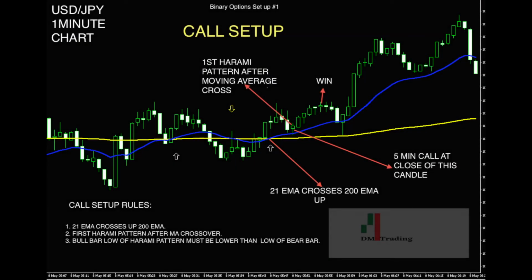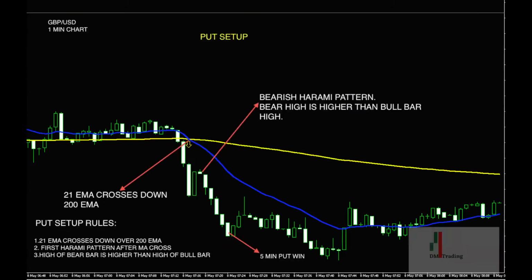I'm going to be covering strategies that cover binary options trading. So today I'm going to cover one strategy that covers 5-minute put and call trades based off a 1-minute chart. It involves a candlestick pattern and also 2 moving averages. The candlestick pattern is based off a Harami pattern. If you don't know what a Harami pattern is, just Google it or check other YouTube videos.